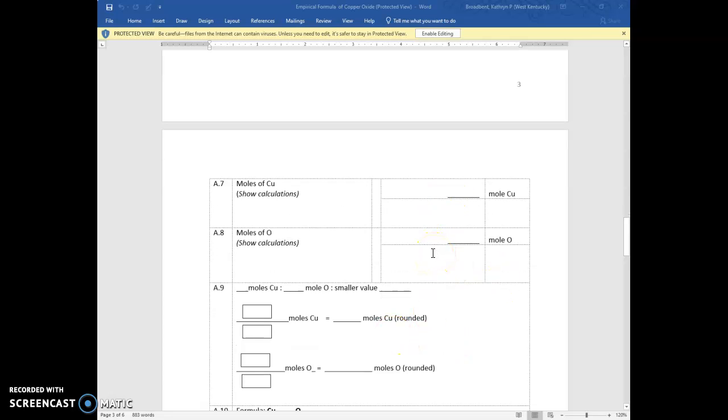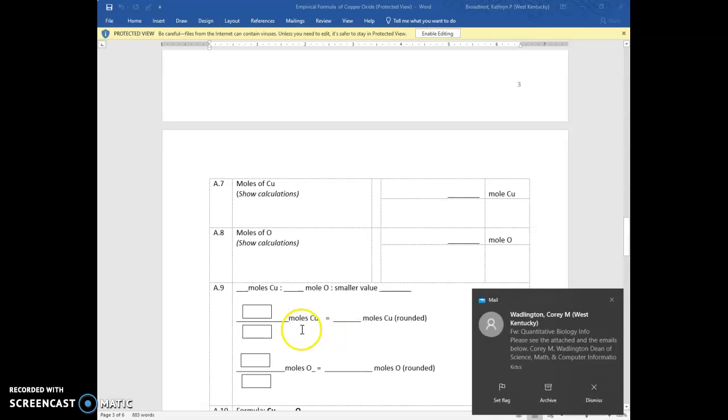What we want is a whole number ratio. So the trick to get a whole number ratio is going to be to take the smallest of these two numbers and divide both of them by that number. And that's what we're doing here. So you put the moles of copper on the top, and then the smallest, either the moles of the copper or the mole of the oxygen, underneath. And we'll divide them, and then we should get a number that's close to a whole number.